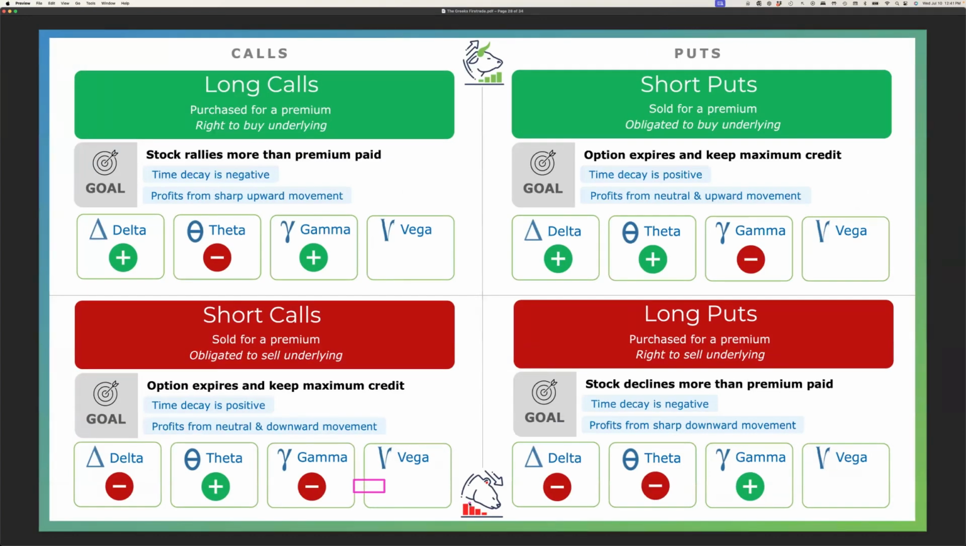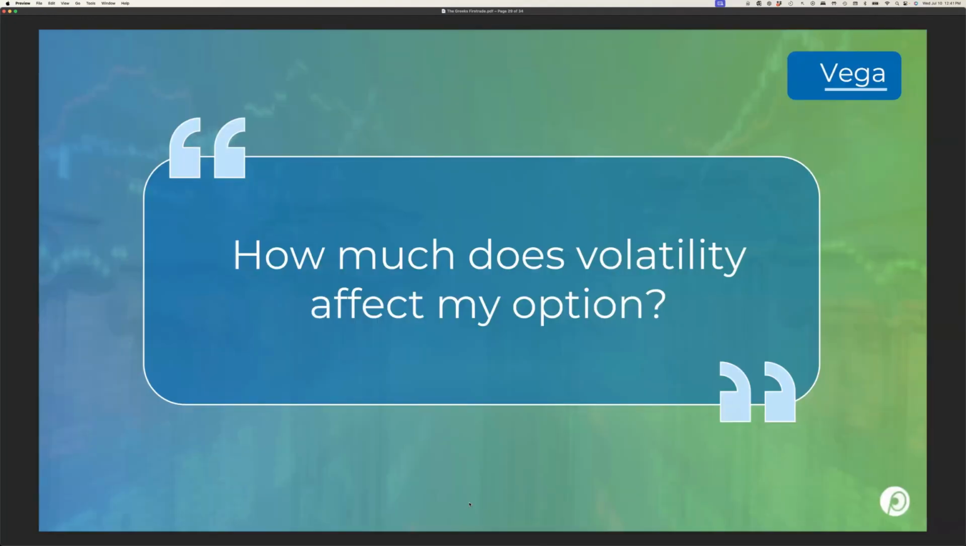So we've covered three of the four Greeks, right? So gamma is always going to work in your favor when you're long the option. So long calls and long puts have positive gamma, short puts and short calls have negative gamma. And lastly, we're going to cover Vega.